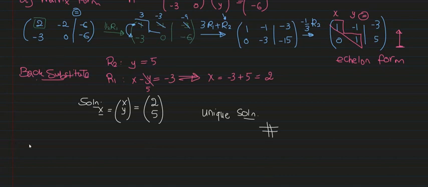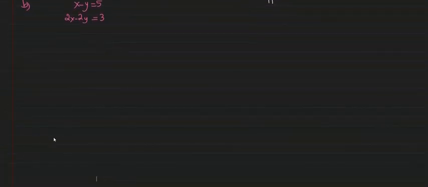So number B here, the system is x minus y equals 5 and 2x minus 2y equals 3. Now we need to do all of the steps again. Simply, the first step is to get the augmented matrix. So first we will set the augmented matrix, which is the matrix of coefficients.